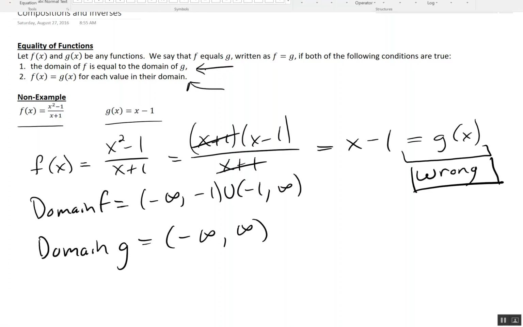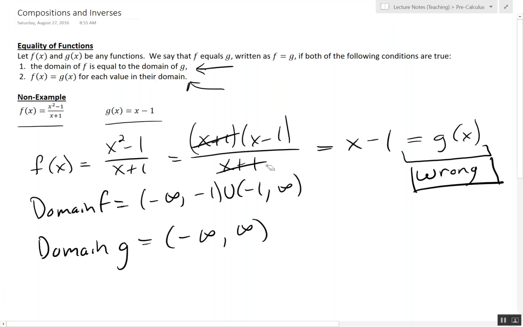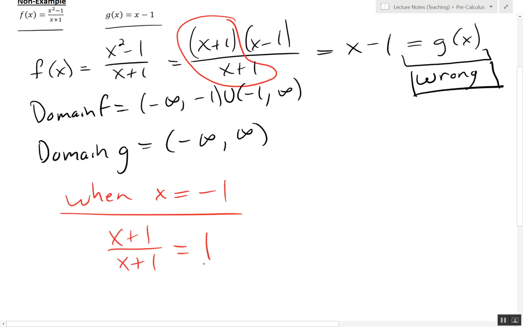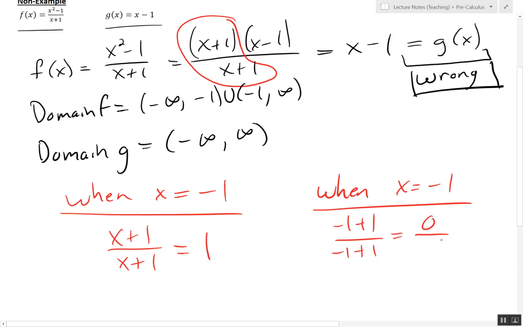So why does this make a difference? Well, it comes down to the cancellation of these two terms. When x is not equal to negative 1, x plus 1 over x plus 1 equals 1, because you get the same number over itself. But something special happens when x equals negative 1. Then we get negative 1 plus 1 over negative 1 plus 1, and this equals 0 over 0.